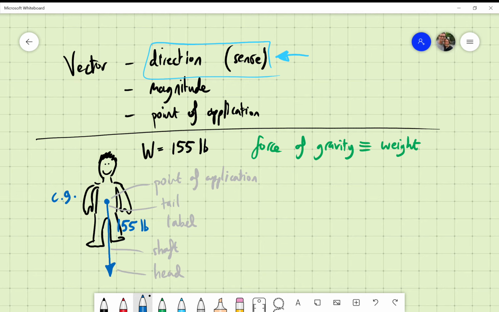Yeah, I think that makes sense. You draw your drawing, you show your vector, and we leave it at that. Let me give you another one.